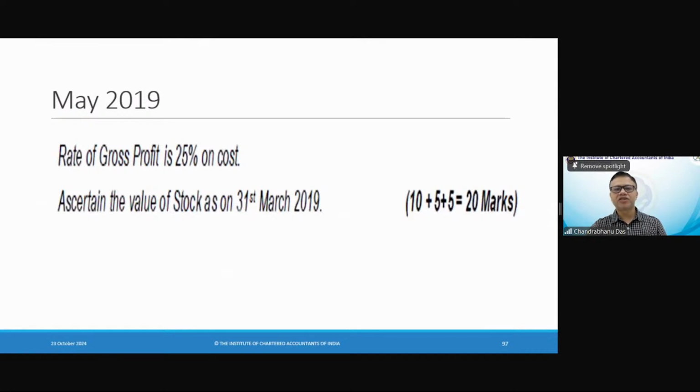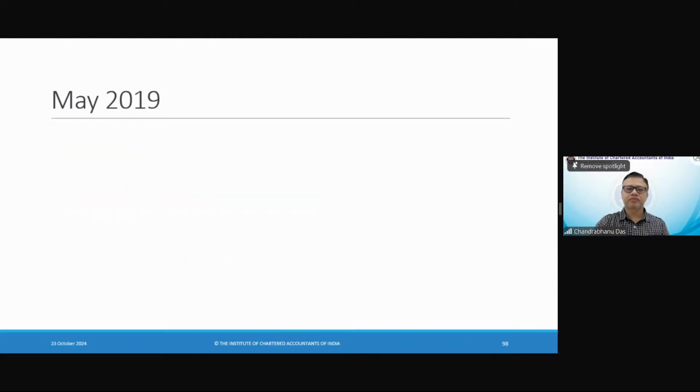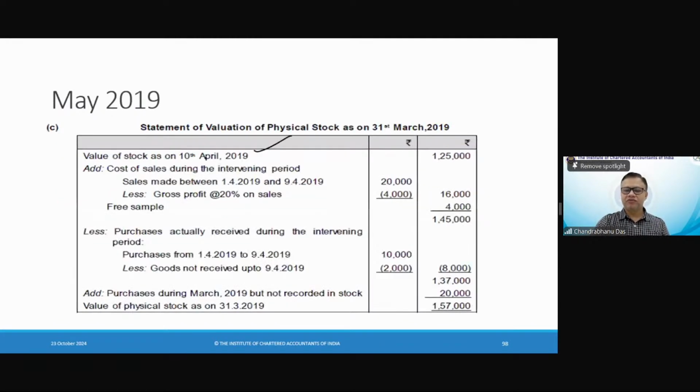Rate of gross profit is 25% on cost. And we have decided the value of stock as on 31st March 2019. 25 by 125 is 0.20. Now we go to the value of stock, 1,25,000. Sales have been 20,000, less the gross profit, 4,000, 16,000.